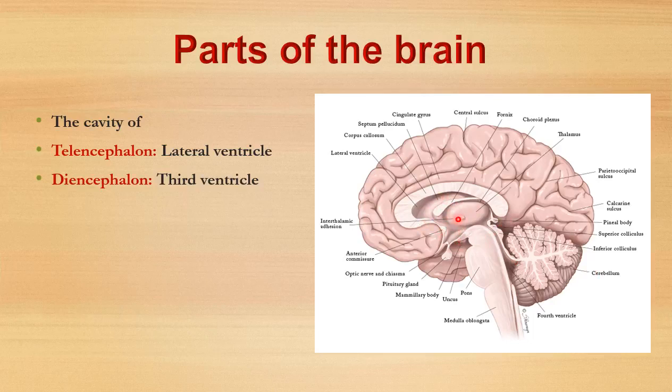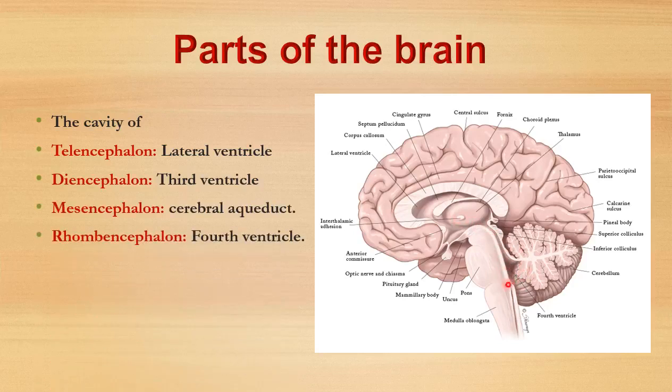Okay, then the cavity of the midbrain, you are able to see a narrow cavity that is called the cerebral aqueduct. And the cavity of the hindbrain or rhombencephalon is your fourth ventricle, which is the cavity in between the pons, medulla anteriorly and the cerebellum posteriorly.